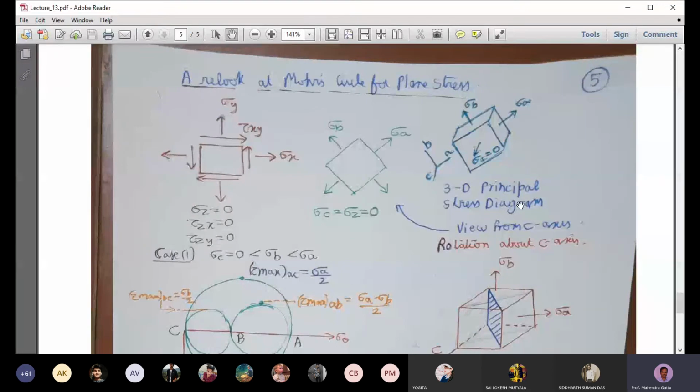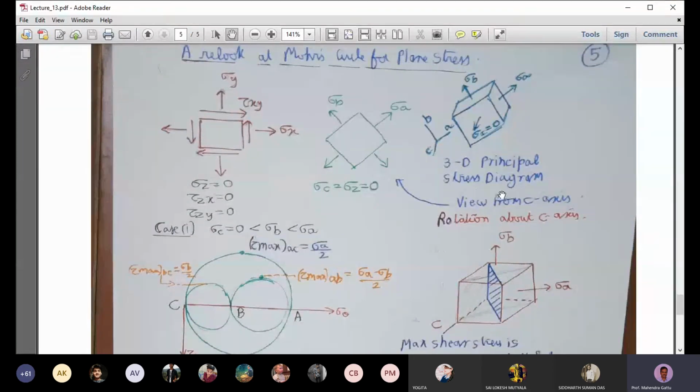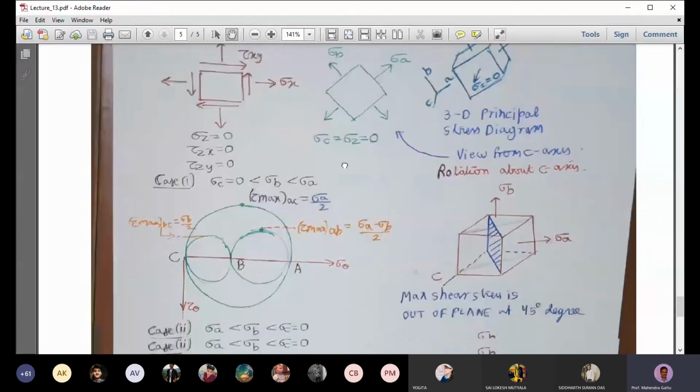So this is the 3D principal stress diagram. When you look at this diagram from the C axis, you will get this 2D view, and this 2D view corresponds to the plane stress problem. Okay, so what we are doing in plane stress is rotating with respect to that Z axis. So let's look at a few cases here.